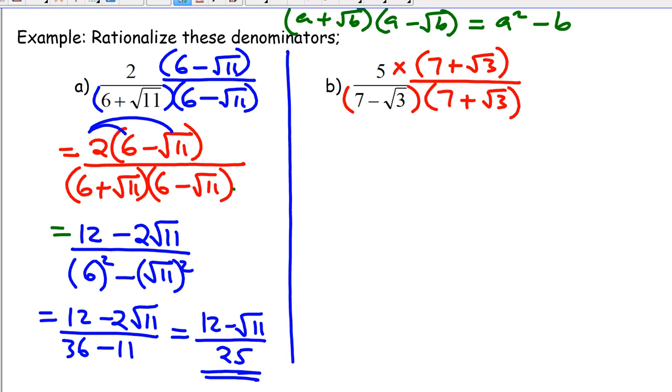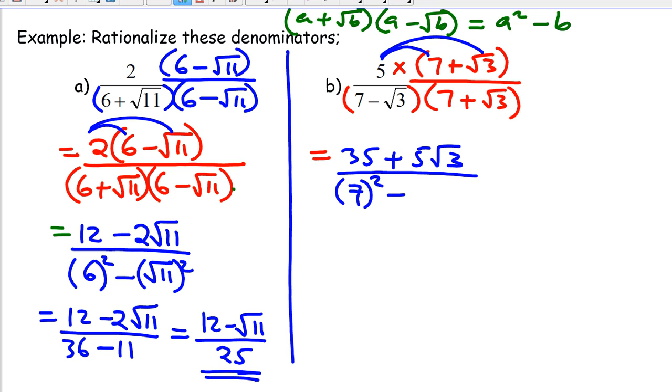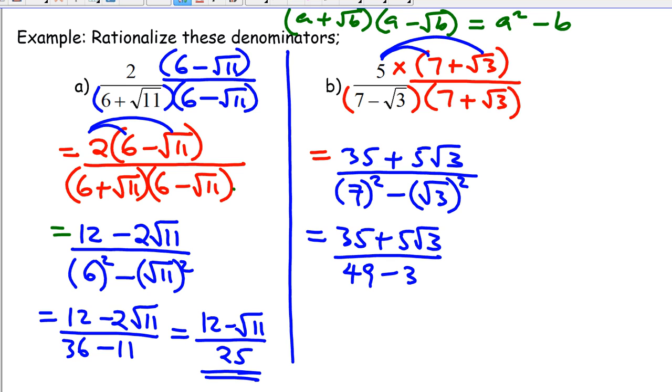So what we'll end up with is 5 multiplied by 7 and 5 multiplied by that. So 5 multiplied by 7 is 35 plus 5 multiplied by root 3 is 5 root 3 over, in the bottom line, what you're going to do is square 7 minus square of root 3. So what you end up with is 35 plus 5 root 3 over 49 minus 3, which will be 35 plus 5 root 3 over 46. And that's it.